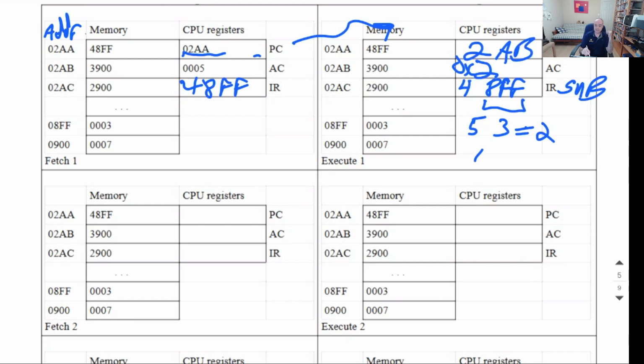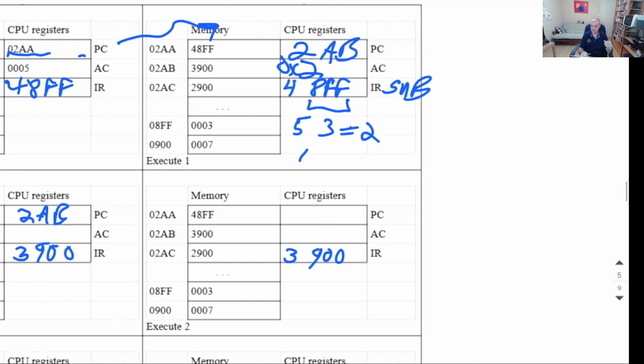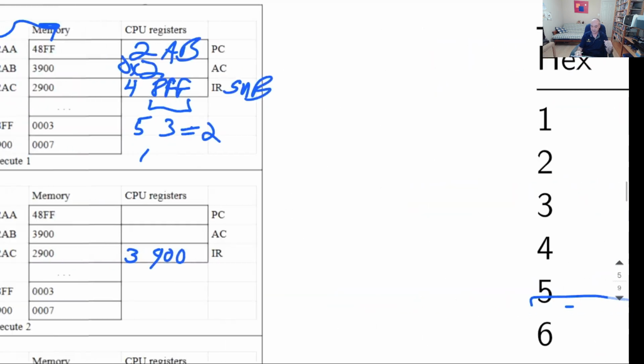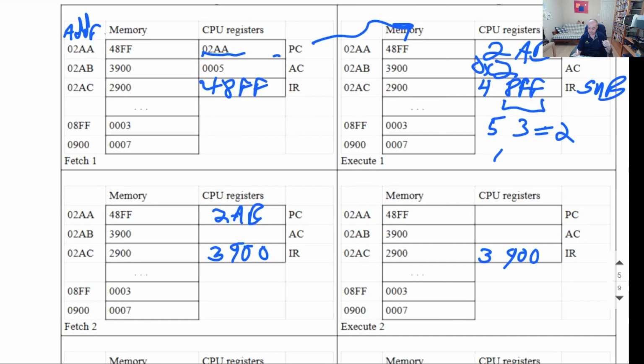So for the next cycle, for the fetch, I've now got 2AB in my program counter. So I'll just fetch whatever's in 2AB into the instruction register. So that's 33900 hex, right? And that's it. That's all that ever happens on the fetch stage. And then for our next execute, we need to first decode this instruction. So I've got a 3 and 900. So again, a 3 is a multiply, right? So we know that we're doing a multiply.